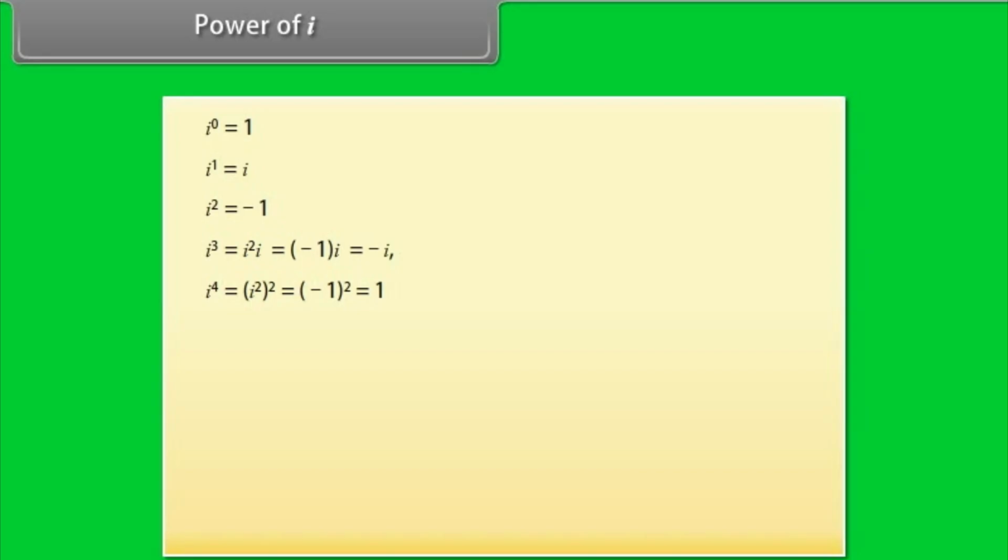Similarly, iota raised to power 4 is equal to square of iota square, which is minus 1 square, which is equal to 1. Iota raised to power 5 is equal to square of iota square into iota, which is equal to minus 1 square into iota, which is equal to iota.